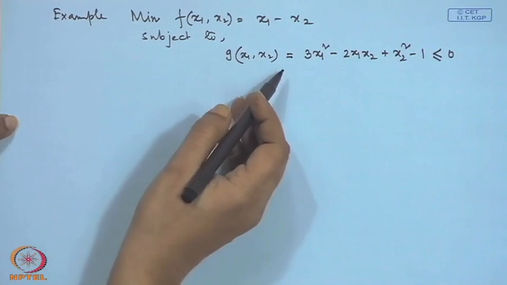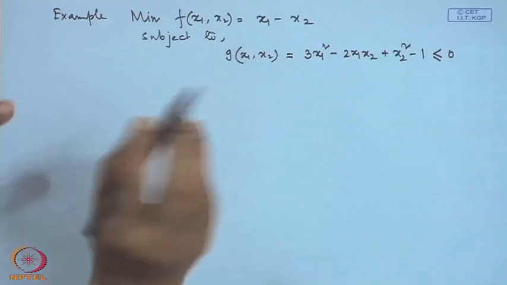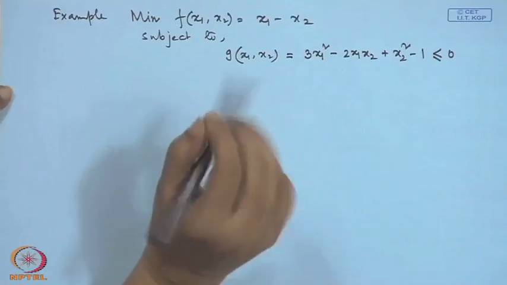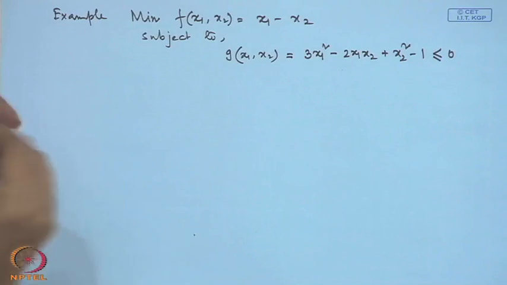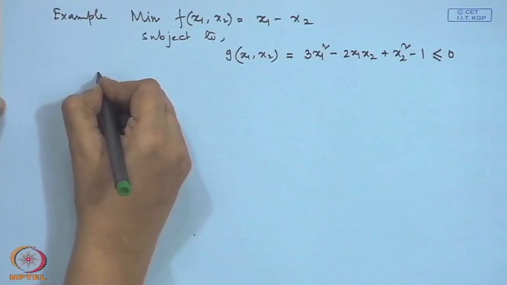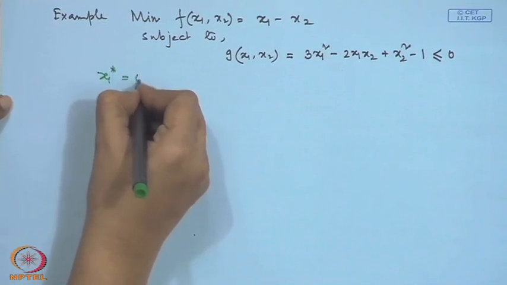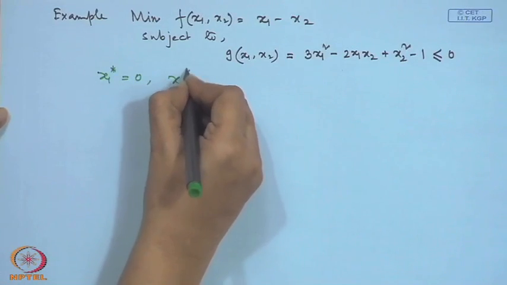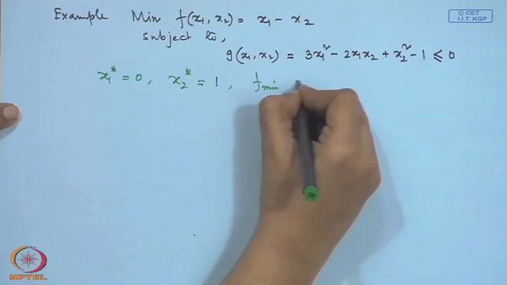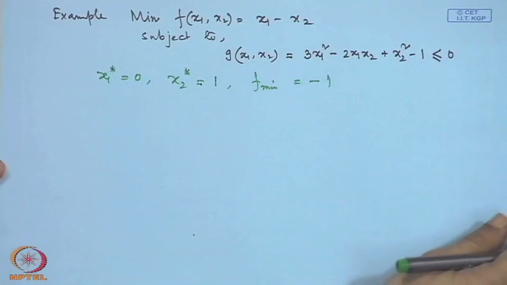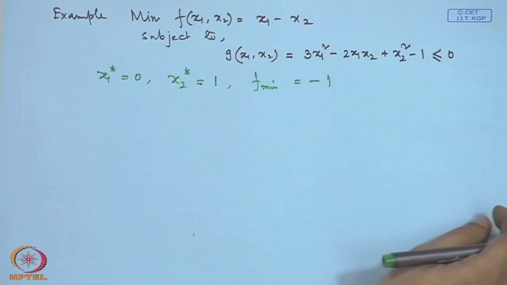If we want to solve it otherwise by using the Kuhn-Tucker condition, we will see the optimal solution will be x1 star equal to 0, x2 star equal to 1, and f min would be minus 1. Now, we will use the cutting plane method and see how the problem can be solved.